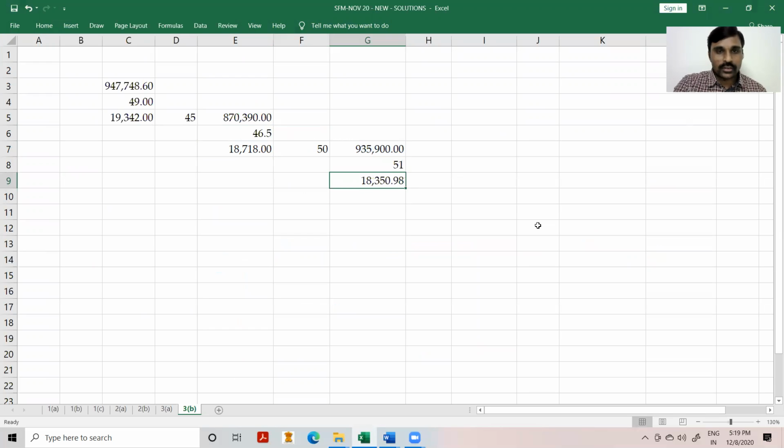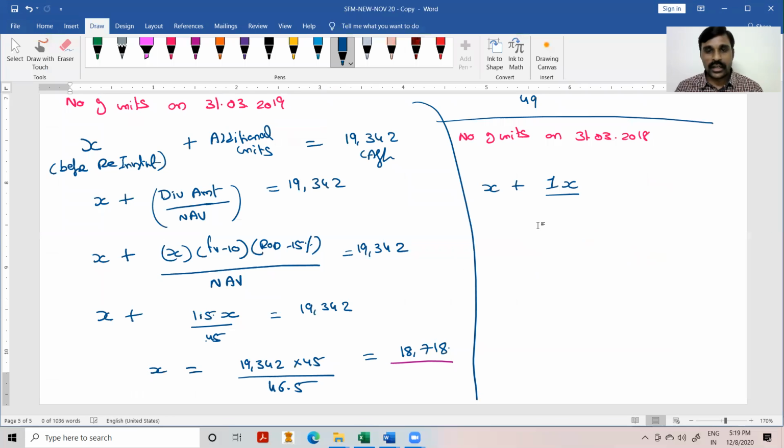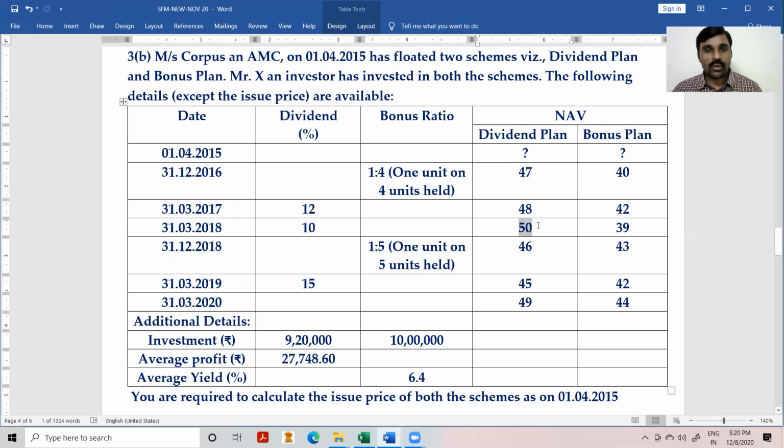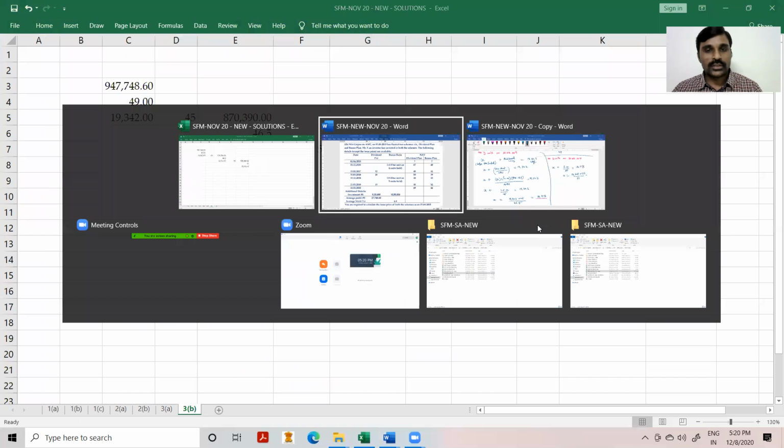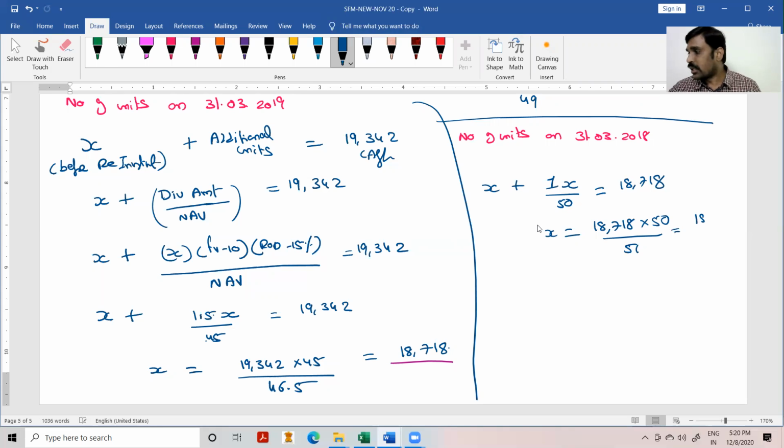This will be 18,351 units. X divided by 50 is equal to 18,718. Therefore, X is equal to 18,718 into 50 divided by 51. Do it by LCM, you will get it. Therefore, X is equal to 18,351.